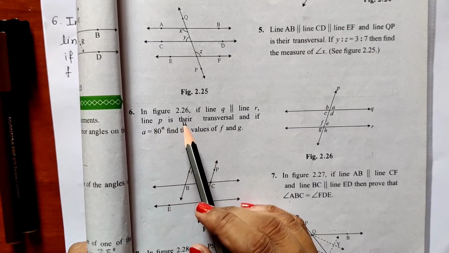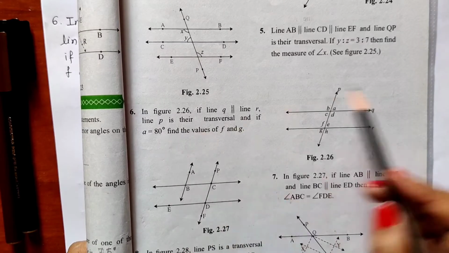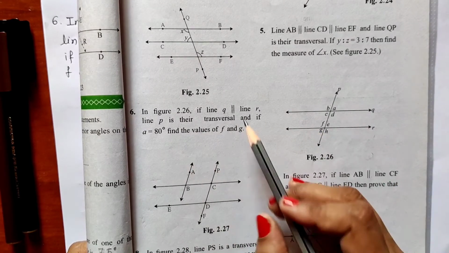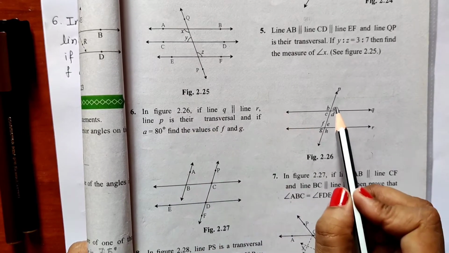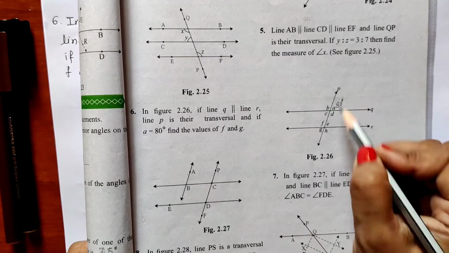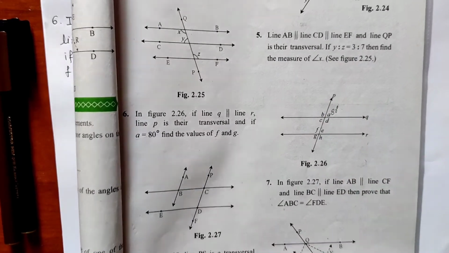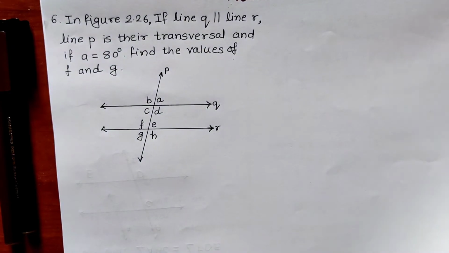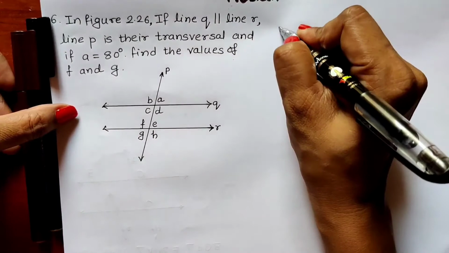Question number 6. In figure 2.26, line Q is parallel to line R and line P is their transversal. We have to find the value of F and G. Value of A is given, 80. So this A is 80. Let us find the value of F and G. Let us solve the sum. I have written the question as it is on my page. Start the solution.